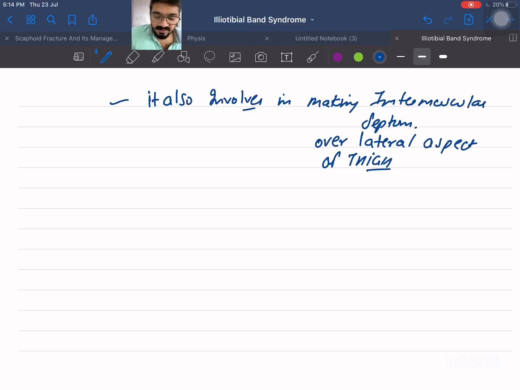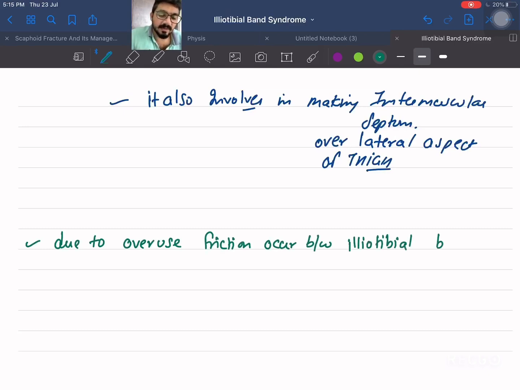Now, why iliotibial band syndrome? What actually happens here? Due to overuse, there is friction between the band and the lateral epicondyle of the distal femur.